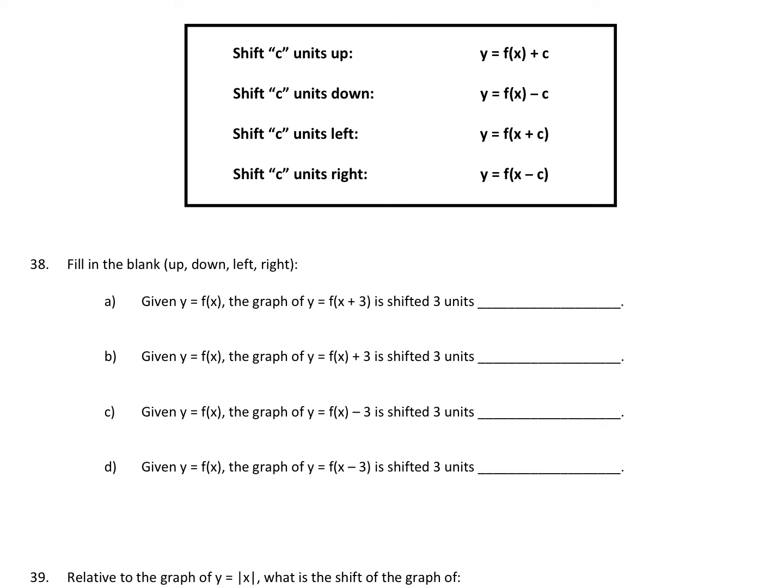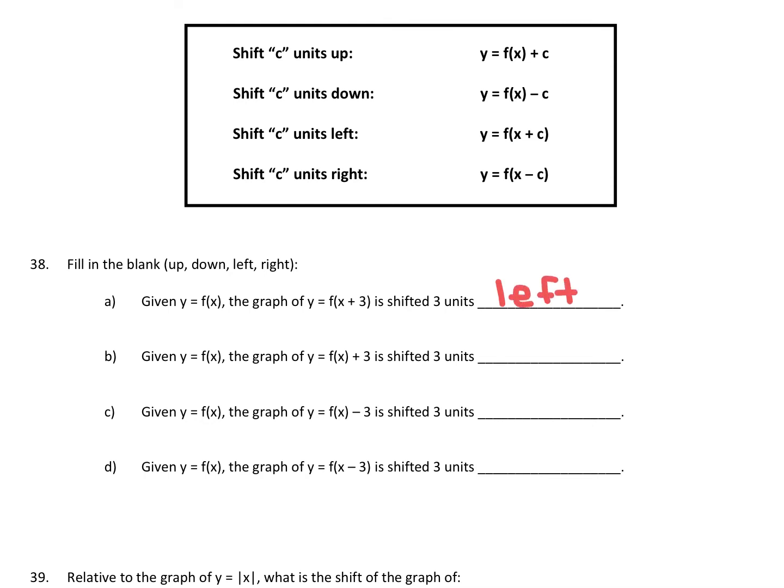Okay, so that being said, number 8, if you could just hit pause and try this on your own, you're just going to write either up, down, left, or right, whichever way the graph is being shifted. All right, so let's see how you did. In letter A, since we're adding 3 within the function, that is going to shift it 3 units to the left. So let's put left on that line.